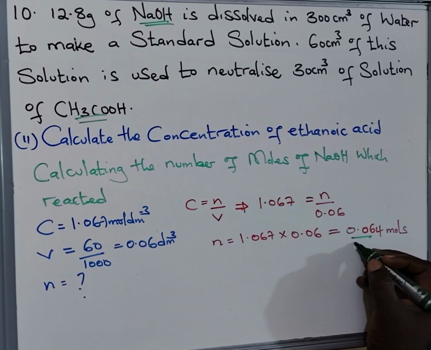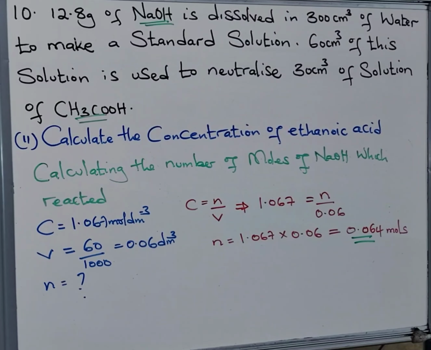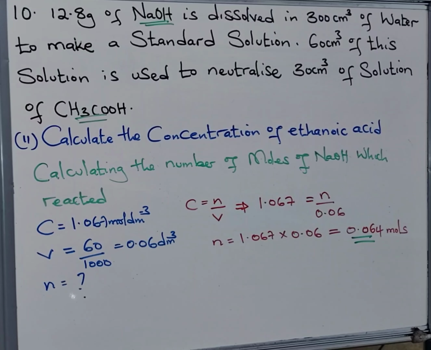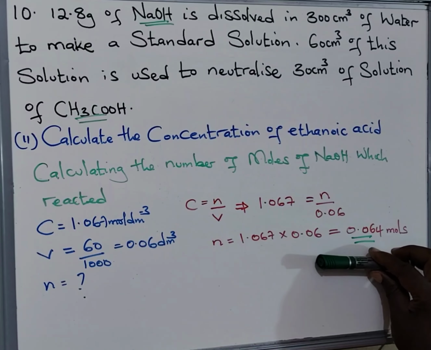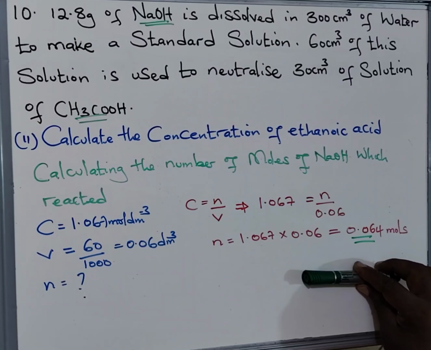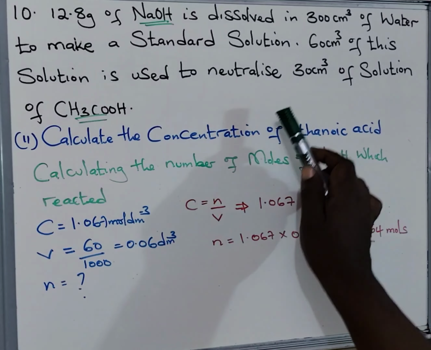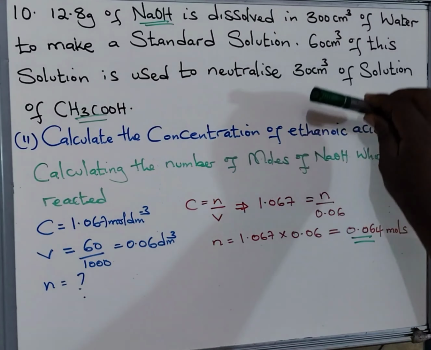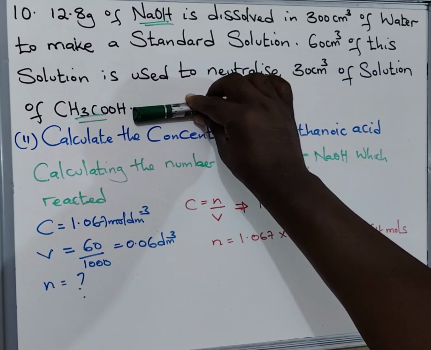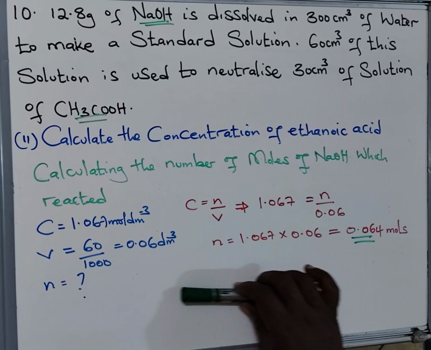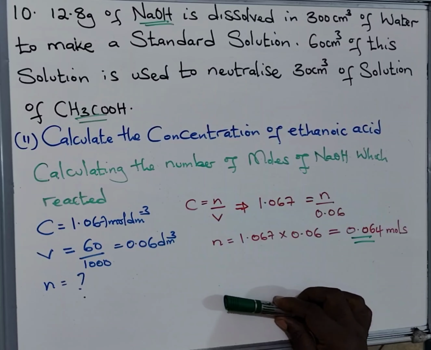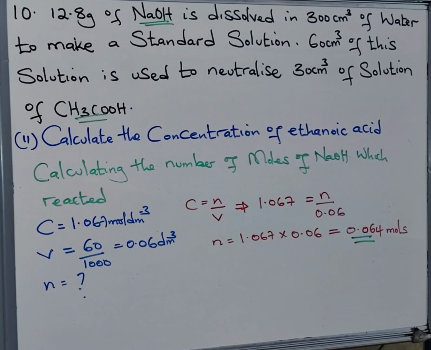So that is it. We have it here. Now, the number of moles of sodium hydroxide which reacted, I need to remind you that we move from known to unknown. So now we have the number of moles of the known which reacted. Next step is going to be calculating the number of moles of the unknown which reacted, which is ethanoic acid. How do we link this number of moles of sodium hydroxide with the number of moles of ethanoic acid? We use mole ratio. And how do we get the mole ratio? Through a well-balanced equation.